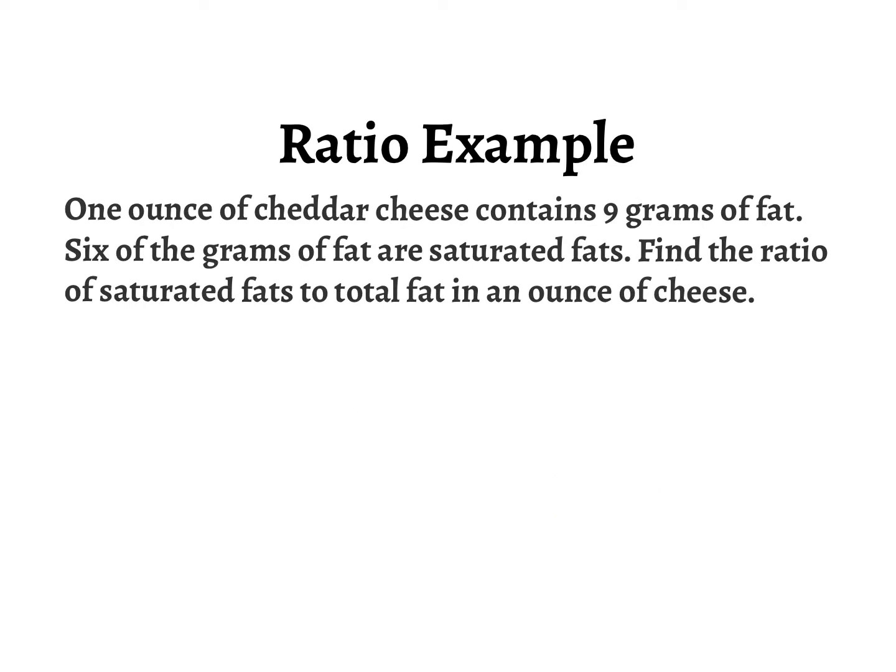Here we have an example that talks about 1 ounce of cheddar cheese containing 9 grams of fat. 6 of those grams of fat are saturated fats. We want to find the ratio of saturated fats to total fats in the ounce of cheese. So we want to write this as a fraction or in words, however you want. But I'm going to label this saturated to total fat.